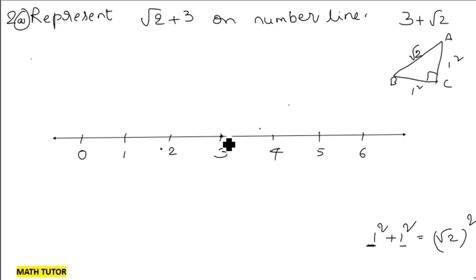So from 3, what I'm going to do is, this is 1 unit, right? 3 to 4 is 1 unit. So I got this base BC. Okay, from 3 to 4 I took 1 unit, and again from 4 I have to draw a perpendicular line. Okay, this is a perpendicular line. Clear?